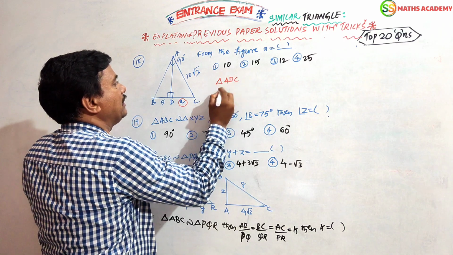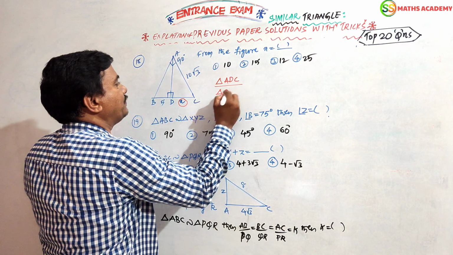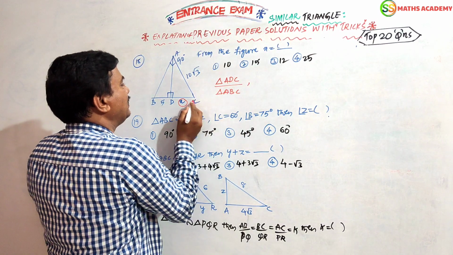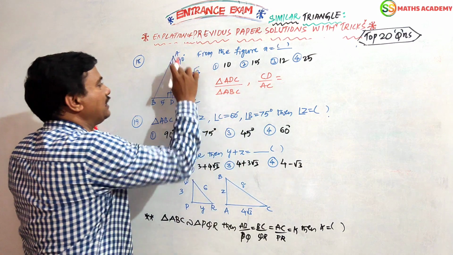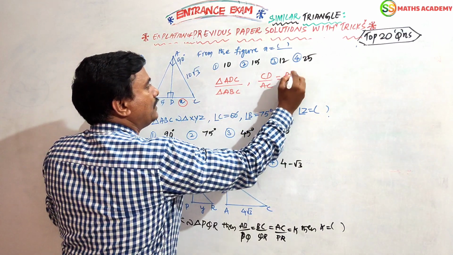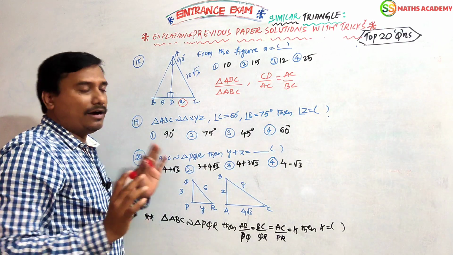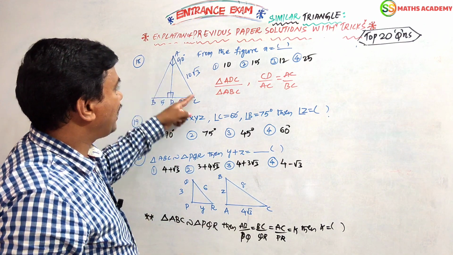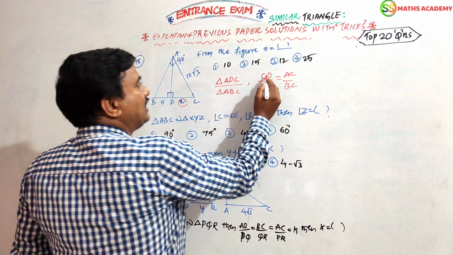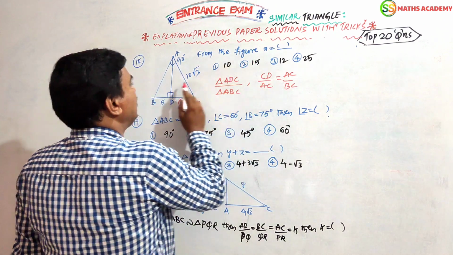ADC compared to ABC. Full triangle means CD by AC is equal to AC by BC. That's it. I am doing first triangle to total triangle, so base by this side and side by base. So CD value, how much is given here? CD is x.